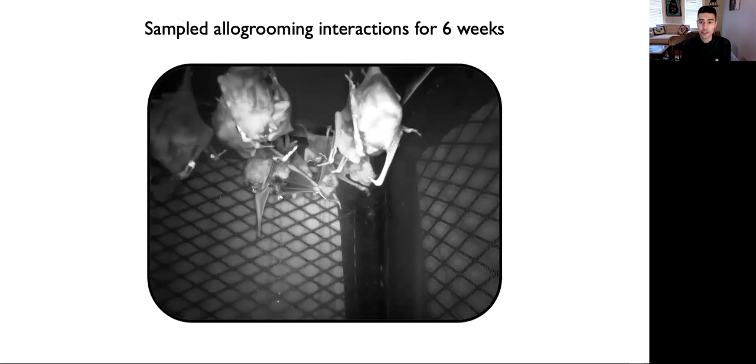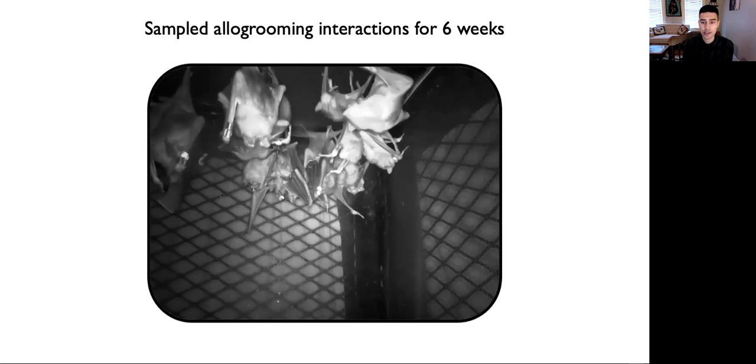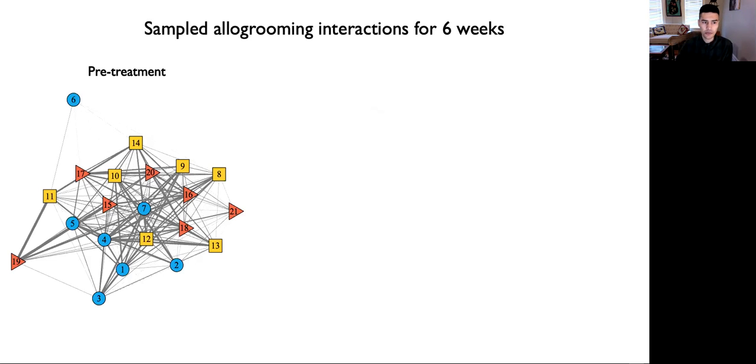We then used 3 infrared surveillance cameras within this outdoor flight cage to sample their allogrooming interactions for 6 weeks to essentially get their quote-unquote pre-treatment allogrooming network, which you can see here. Bats from different sites have nodes that differ in both shape and color, and the wooded gray lines or edges between nodes represent the mean allogrooming rates for each dyad.